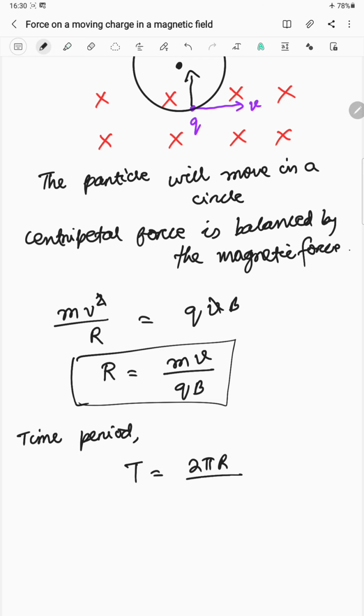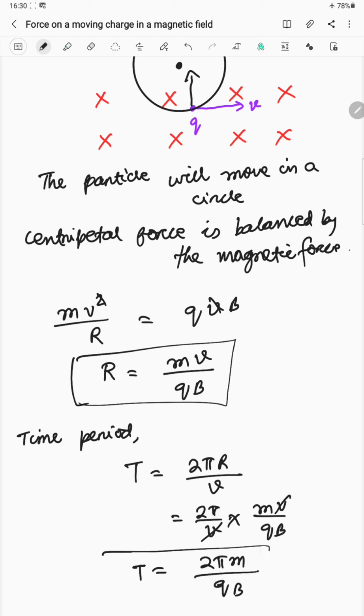2 pi r, that is the circumference of the circle, divided by velocity v. This will be equal to 2 pi by v, and radius we have already calculated, mv by qB. The v gets cancelled out, so the time period comes out to be 2 pi m by qB. This is the time period.